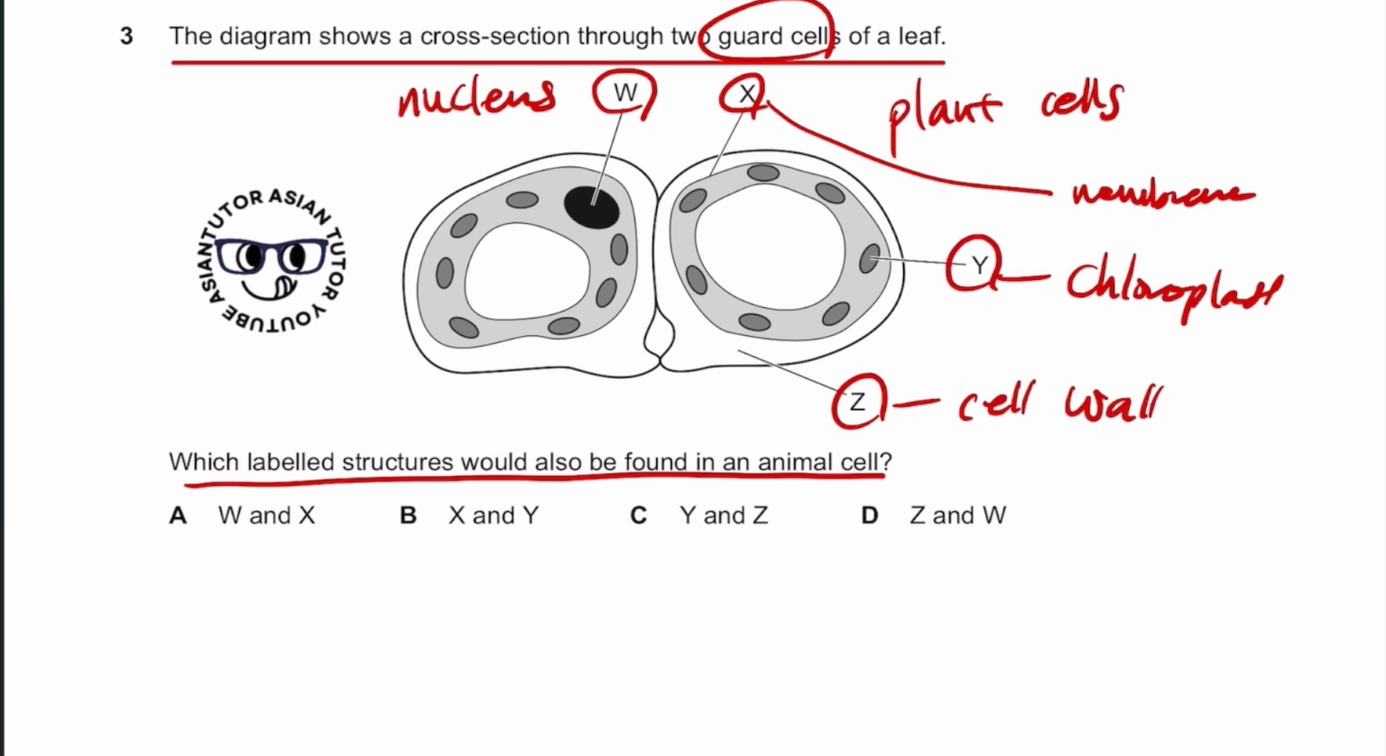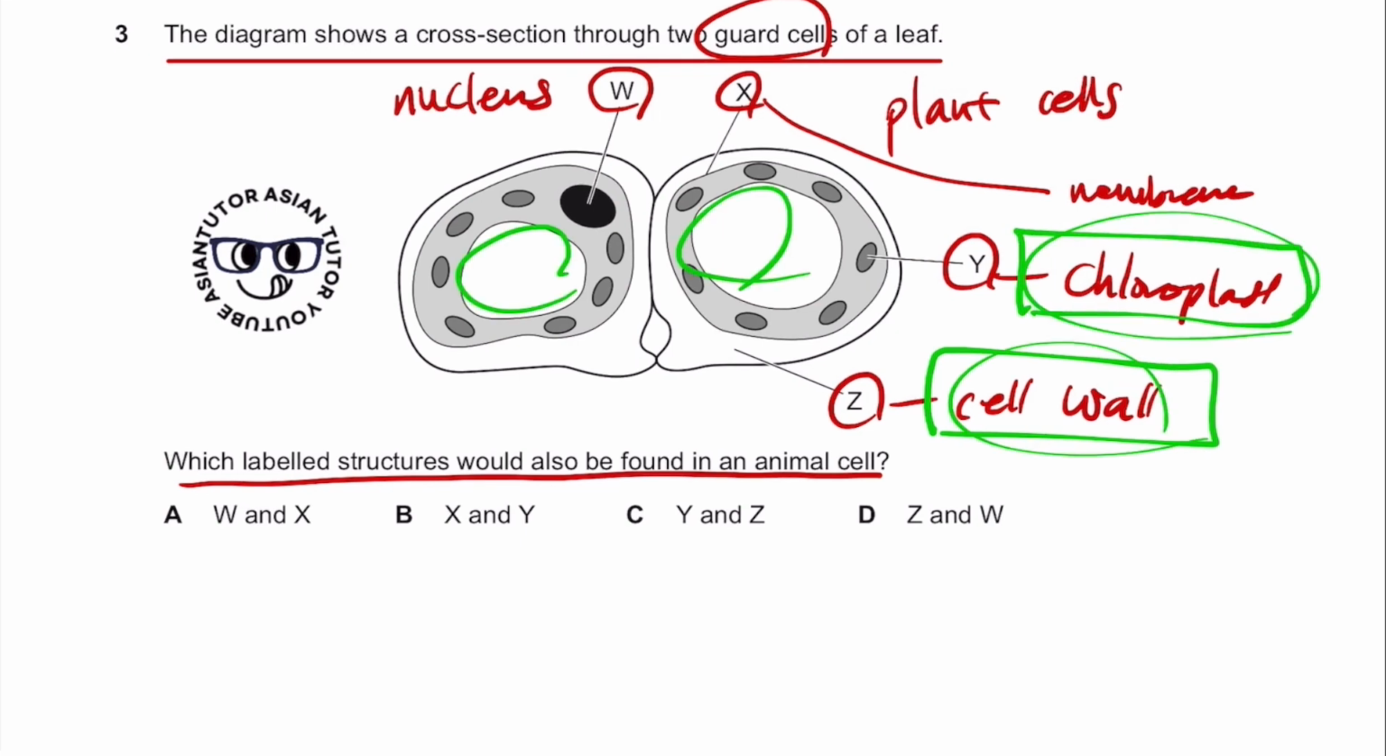So the main difference between the animal cell and the plant cell is that the plant cells have cell walls, they have chloroplasts, and this question is asking the labeled structures that are also found in animal cells.